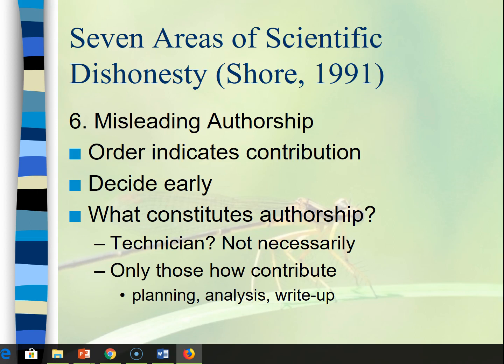Two rules should help define authorship. First, technicians do not necessarily become joint authors. Second, authorship should involve only those who contribute directly to the specific research project. This does not necessarily include the lab director or a graduate student's major professor.